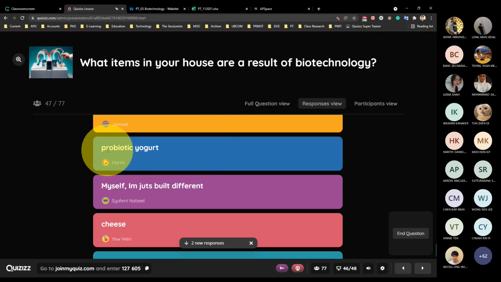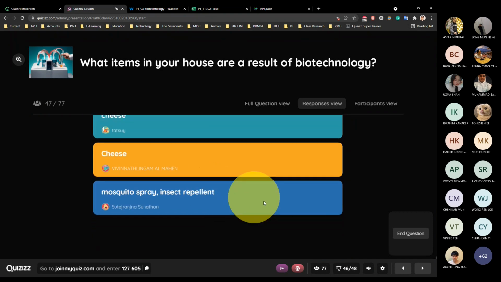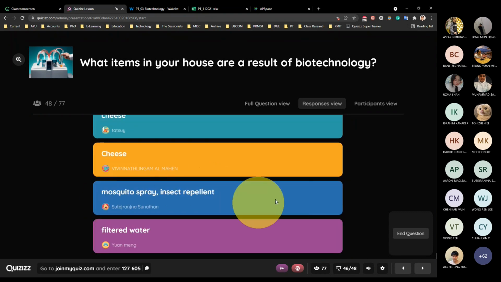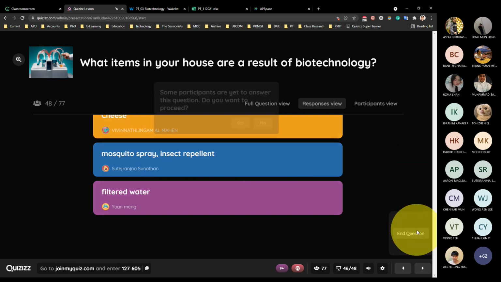Probiotic yogurt. Good point by Harini. Myself, I'm just built different. Shami, please continue with answers like this, and then you're going to fail this module, and I get to see you again next semester. Mosquito spray, insect repellent. Good point, Sutesh. Filtered water. Okay, all right. I'm going to end the question here.